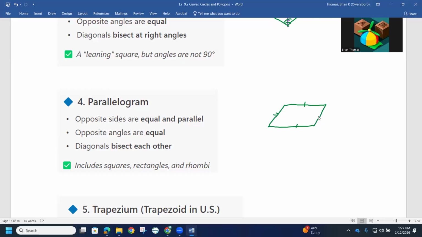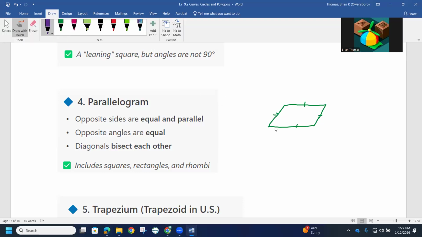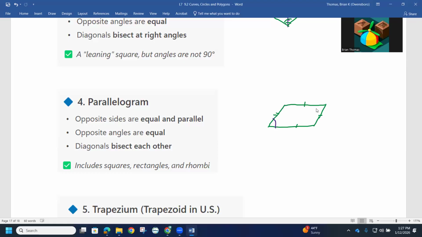So this side and this side are equal. But the catch is all four angles are not equal. What is true is these opposite angles are equal. So notice how I use the same markings. If I use these two markings here and these two markings here, what that's saying is these opposite angles are equal and these opposite angles are equal.